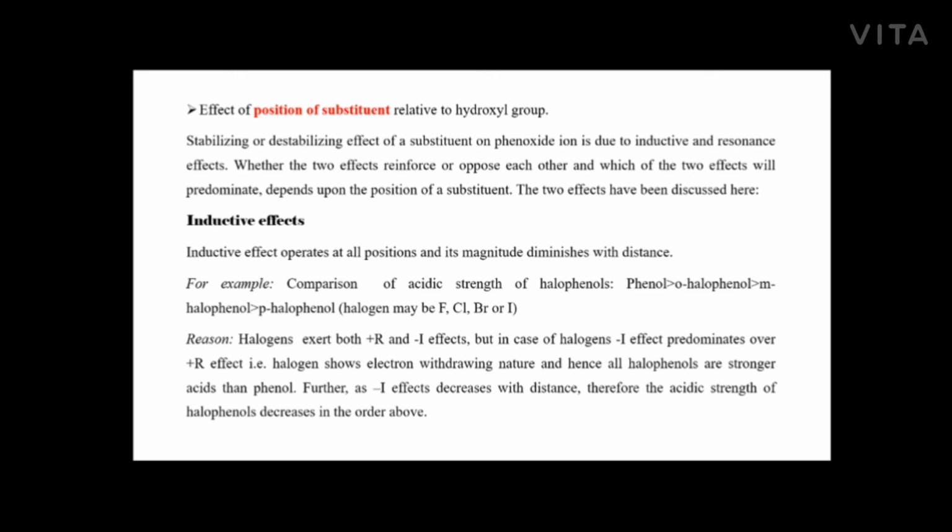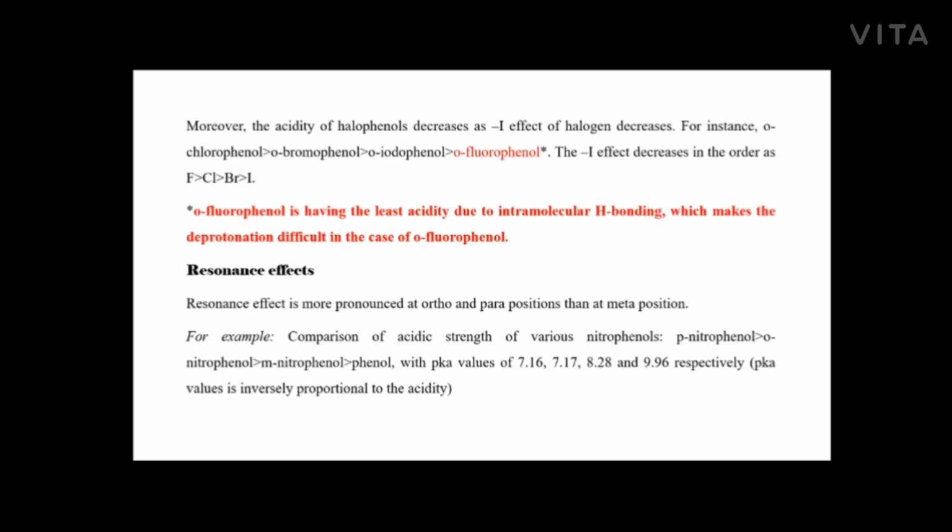Orthophenols will show the highest acidic character because of the minus I effect, stronger at ortho position, then meta, and then para. Similarly, resonance effect I generally see in nitro group. Okay, so I can say that para nitrophenols are more acidic as compared to ortho, which is further acidic as compared to meta, and finally we are having phenol, because NO2 is also an electron withdrawing group, and I am having both minus I as well as minus R effect.